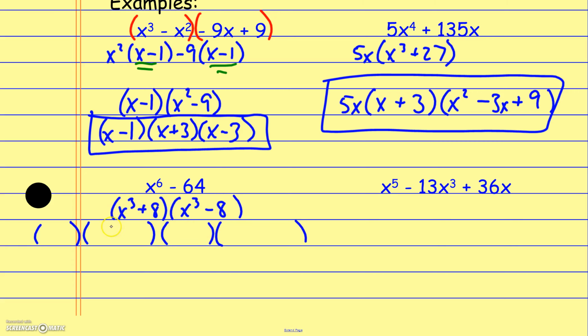So I'll factor this first one. Same opposite, always a plus. I take the cube root to get x and 2. When I square that x, it gives me x squared. When I square the 2, it gives me a 4. When I multiply the 2, it gives me 2x. Okay, that's the pattern that we're going with.